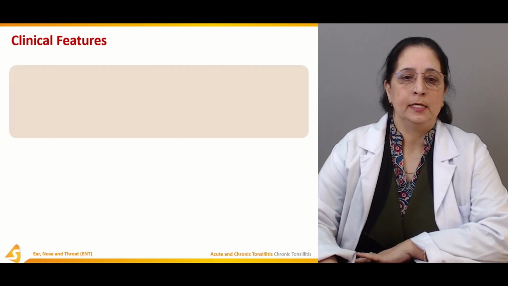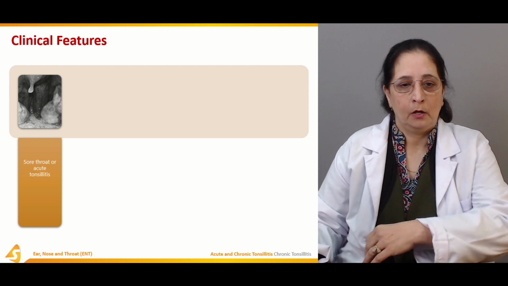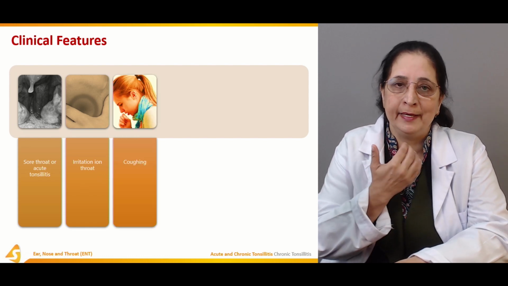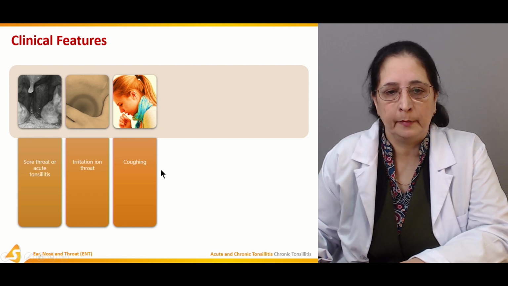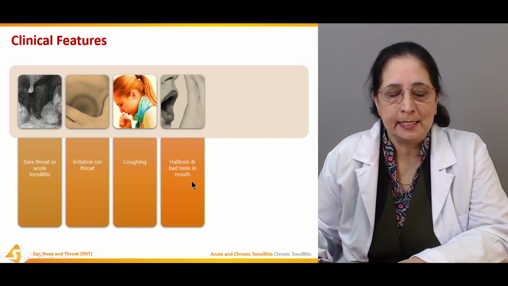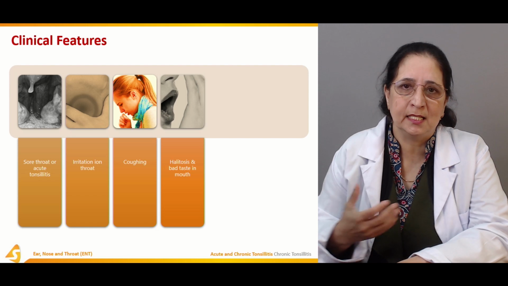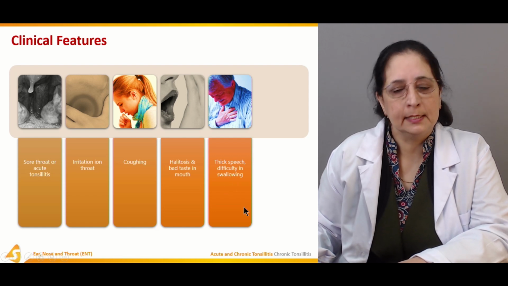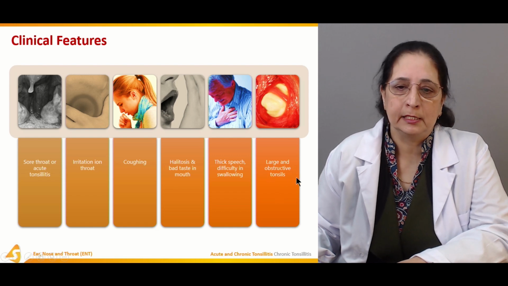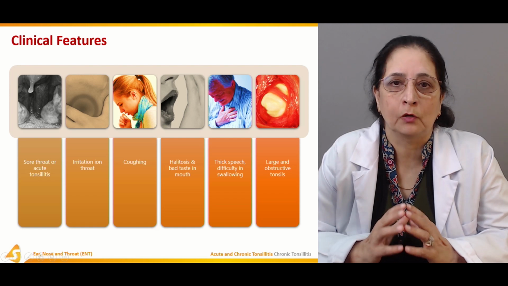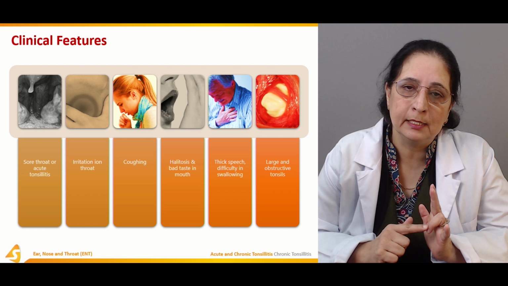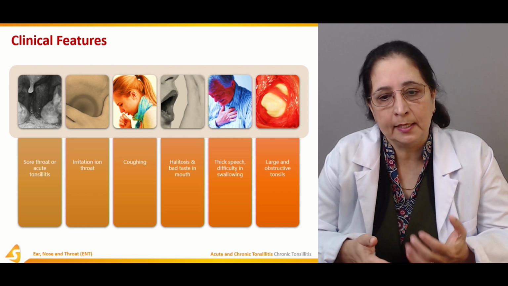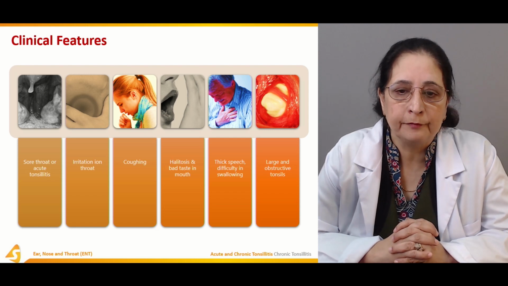Clinical features of chronic tonsillitis: we have sore throat. Irritation in the throat is also present, like there is a feeling of something present. Coughing is common. Halitosis and bad taste in the mouth. Bad breath is present and bad taste in the mouth as a result of infection. Thick speech, and difficulty in swallowing is present. There are large and obstructive tonsils. So these are the clinical features of chronic tonsillitis: sore throat, difficulty swallowing, bad taste in the mouth, bad odor from the mouth, coughing, and large and obstructive tonsils.